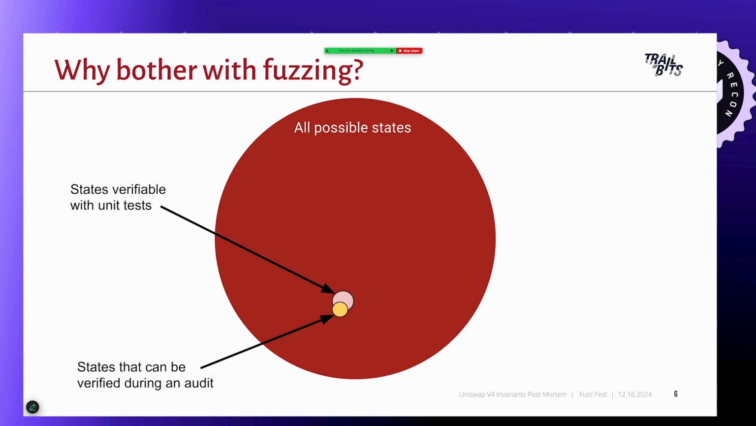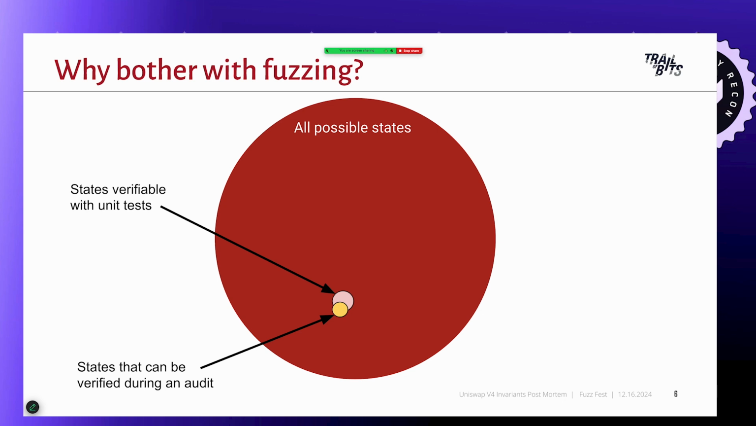So what do you do? You get an audit. And an audit can also verify a bunch of states, including states that you can't reach with unit tests. A good example of this might be an emergent behavior that the developers aren't thinking about when they're writing their unit tests. You go to the auditor and the auditor is like, well, what about this case?